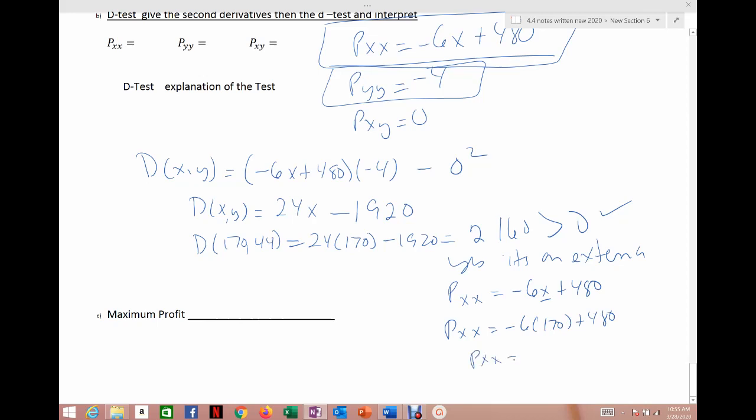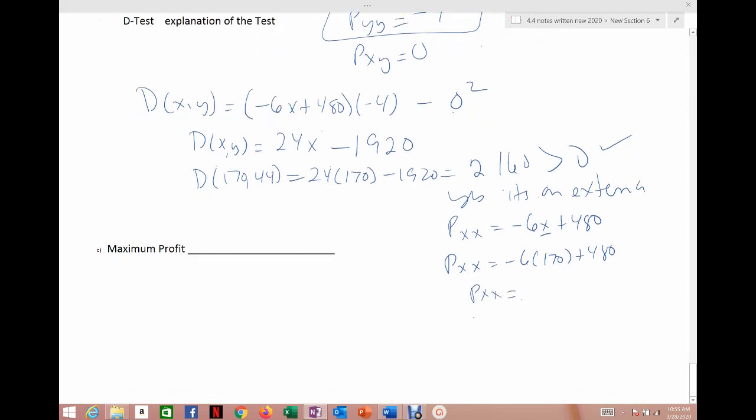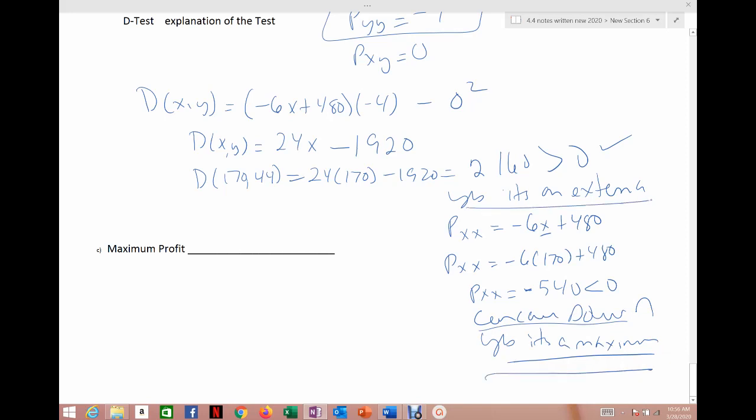When I do that, it should come out a negative number. So we take our 170 times our negative 6, add the 480, and it comes out negative 540. Which means it's turning the way I want it to, right? And that means it's concave down. So yes, it's a maximum. Concave down, yes, it's a maximum. The D-test said yes, it's an extrema. So that would be the D-test with the explanation.